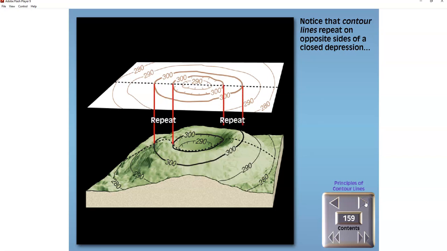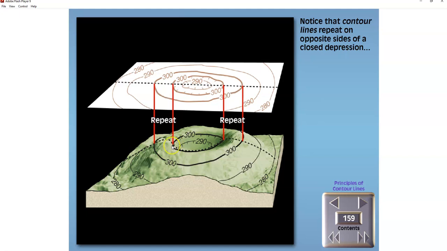Notice that contour lines repeat on opposite sides of a closed depression. So you can see if you were walking up this hill and then you get to the top, there's a little depression, sort of like a volcano kind of situation. This line's 280 feet, 290 feet, then you have 300, then you go up over the rim, it's called the rim, and you come back down, and this first depression line is always going to be the same elevation as the last solid line on the outside of the rim. So they repeat. So it's 280, 290, 300, then you go up over, and this is 300.